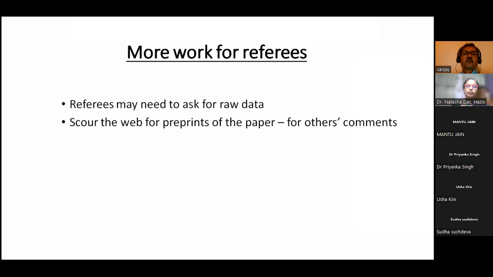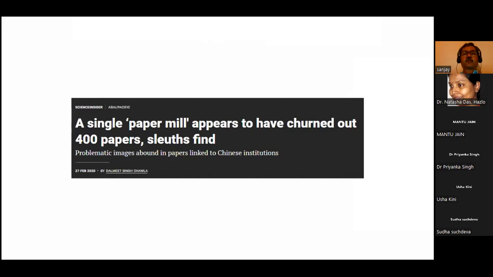So I think referees should consider strongly asking for raw data in order to detect fraud. And you should also scour the web for preprints of the paper, because if papers are published as preprints, it is possible that someone else will have gone in and commented on it, and you'll be able to pick up good comments.